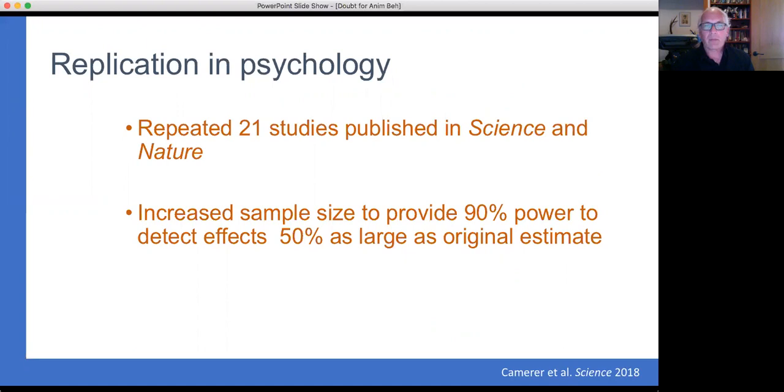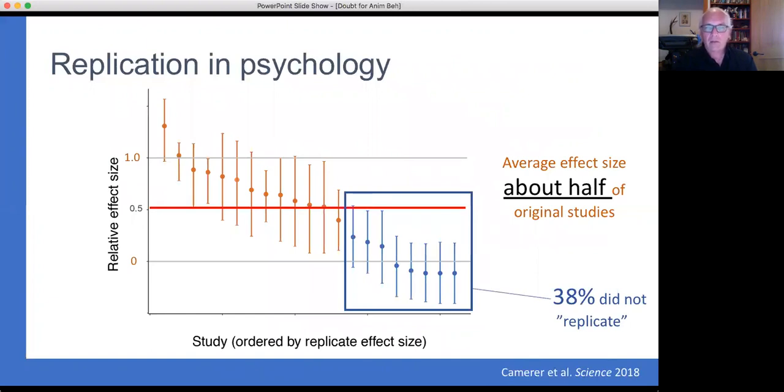They took every paper published on psychology and Science and Nature over a period of time, replicated it with greatly enhanced power to ask the same question, with new data, but with a lot more data. So they would have had 90% power to replicate even an effect size that was only half as large as the original, so much larger than the original studies. And long story short, on average, the effect sizes they estimated from the replicated studies were only half as large as the original, and in about 38% of the cases, it was not statistically significant compared to the null hypothesis of no effect at all.